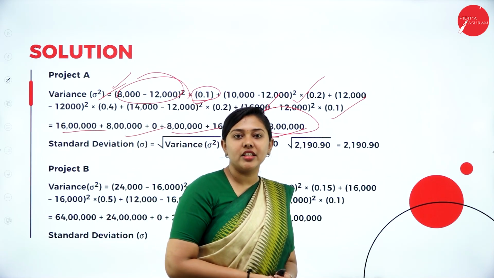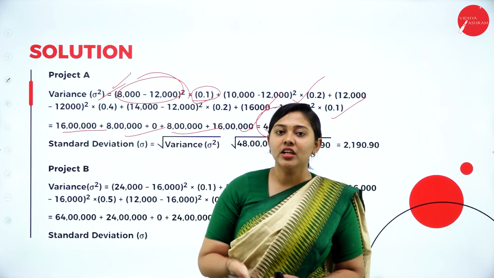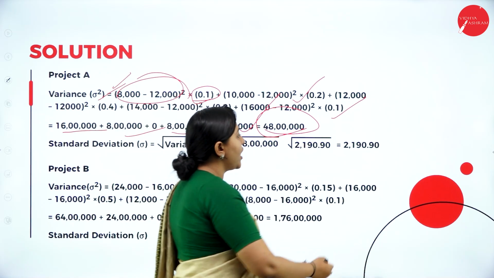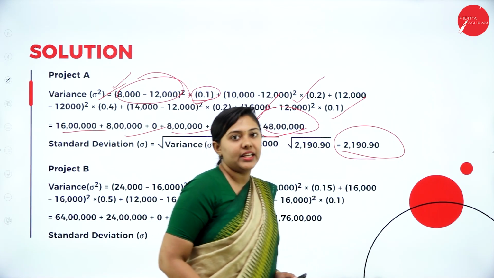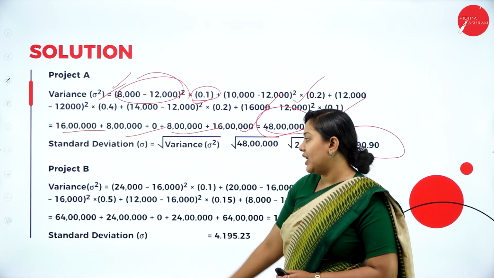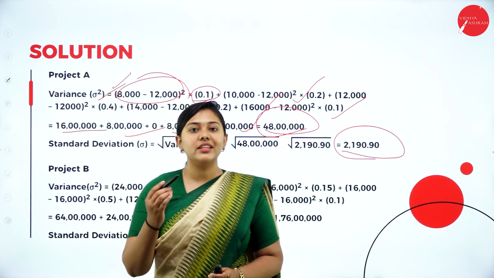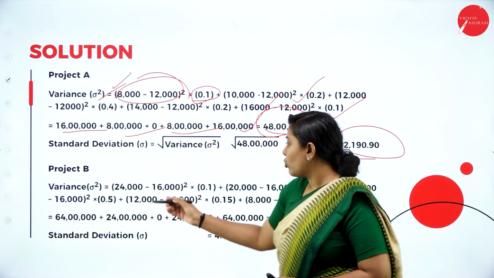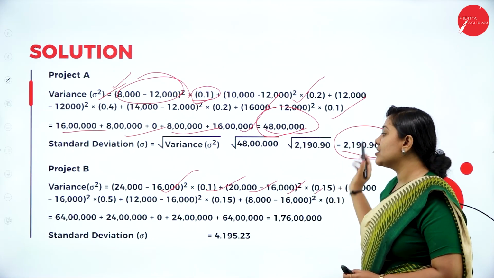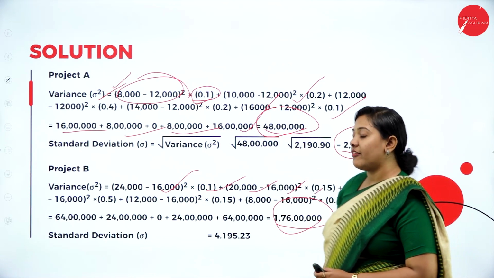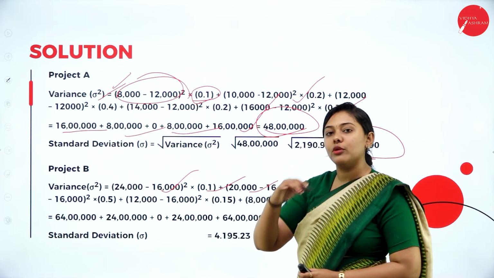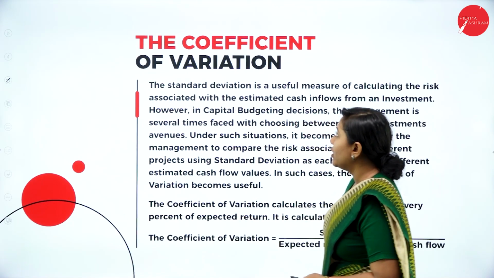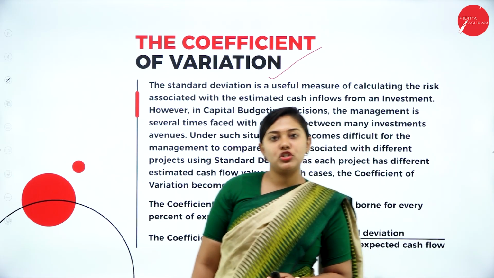How do we calculate the standard deviation? It is very easy. The square root of your variance is the standard deviation. The square root of 48 lakh, the answer you get is 2,190. Similarly, you have to do it for Project B. So what is the formula for the Project B variance? Net cash flow minus expected net cash flow, whole square, into probability. If you do it for all the possible events, the value you get is 1 crore 76 lakhs. If you take the square root of that, you'll get 4,195.